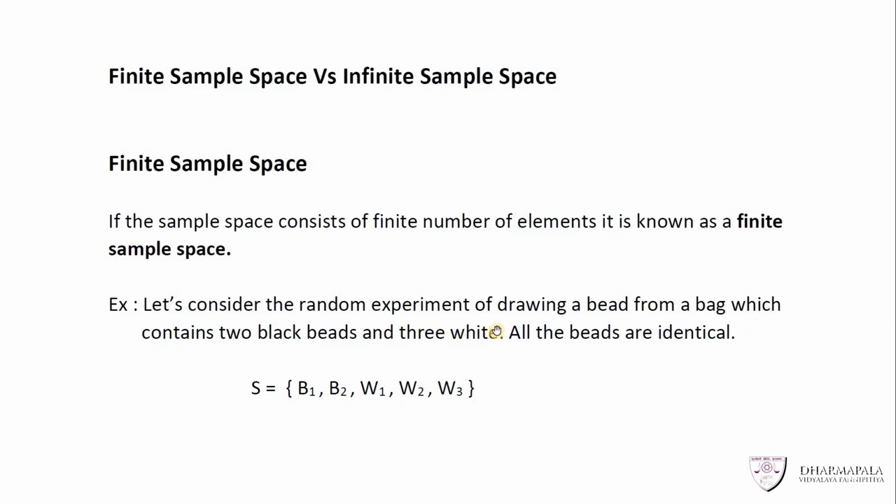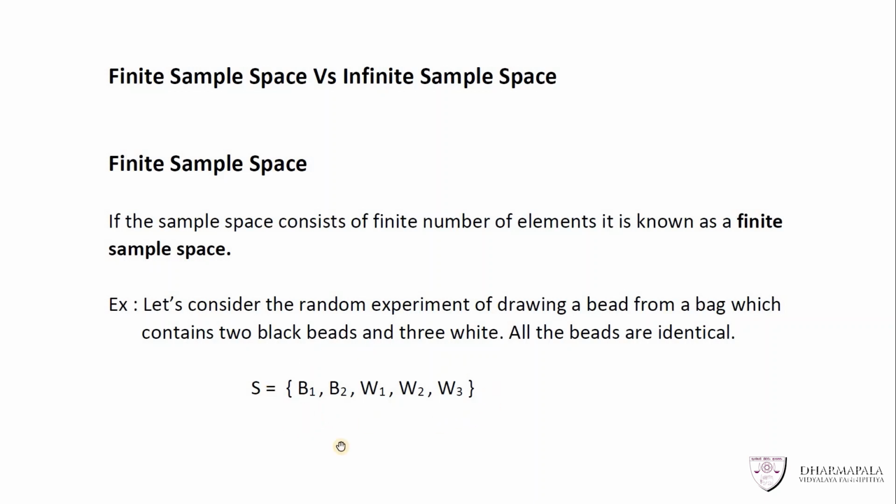Let's consider the random experiment of drawing a bead from a bag which contains 2 black beads and 3 white beads. All the beads are identical. It is clear there are 5 outcomes we can get. We have 2 black beads. We will take B as black. We can't write B and B because in a set we can't write the same element again and again. So we will take B1 for the first black bead, B2 for the second one, and W1 for the first white bead, likewise. You are familiar with this way.